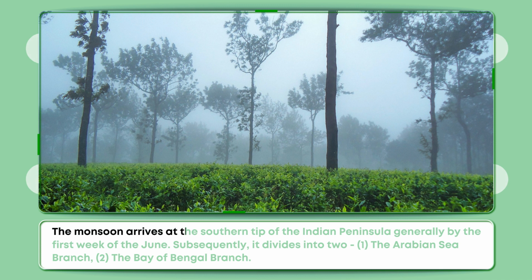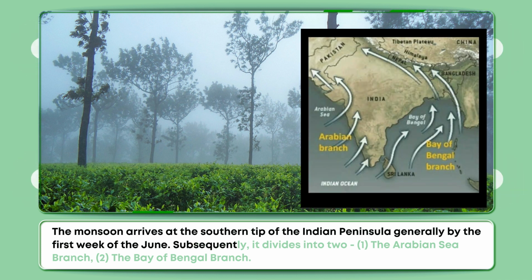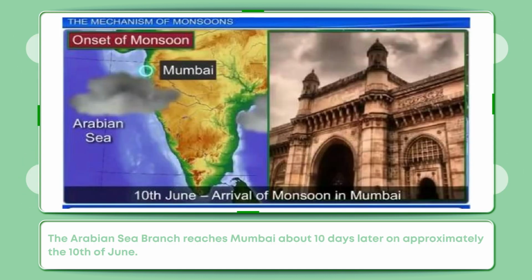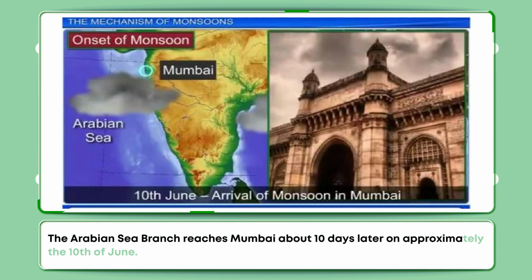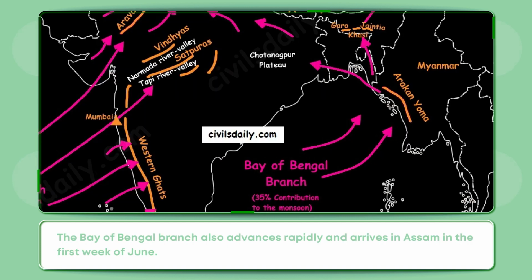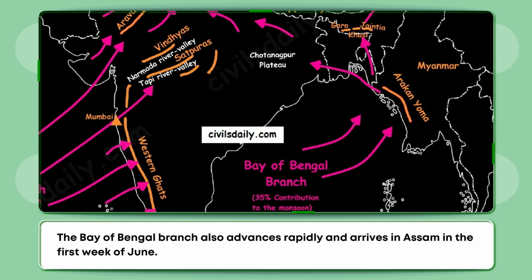The monsoon arrives at the southern tip of the Indian peninsula generally by the first week of June. Subsequently, it divides into two: 1. The Arabian Sea branch, 2. The Bay of Bengal branch. The Arabian Sea branch reaches Mumbai about 10 days later, on approximately the 10th of June. The Bay of Bengal branch also advances rapidly and arrives in Assam in the first week of June.